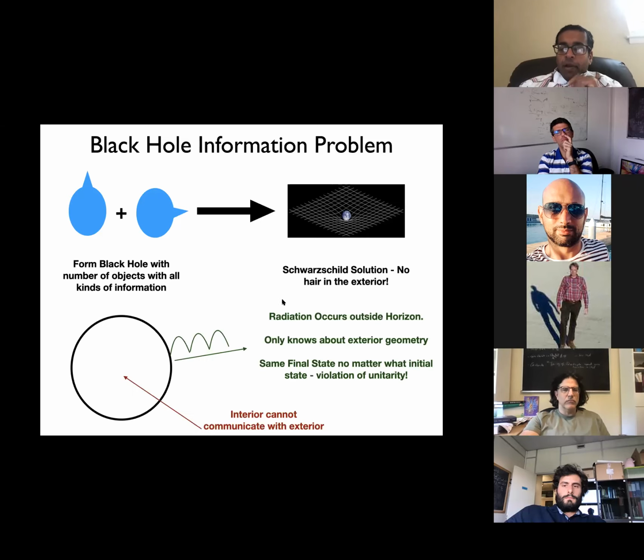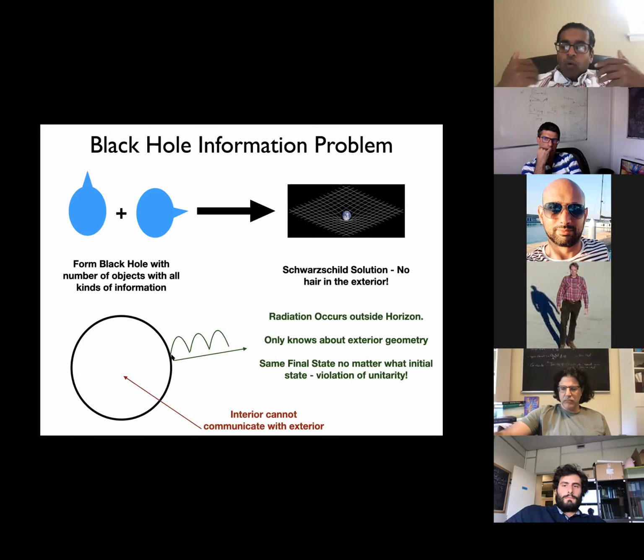Now, the key point is that everything about the radiation is happening outside, right? The radiation is going on the outside. It, of course, knows only about the exterior geometry because that's all it has access to. And in this situation, whatever went inside the black hole is unable to communicate with anything on the outside because, once you cross the horizon, it's a one-way street, right? Anything in the interior cannot talk to anything in the exterior. The force of gravity is too strong to allow anything from inside ever going outside.